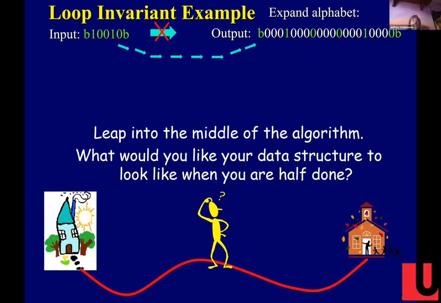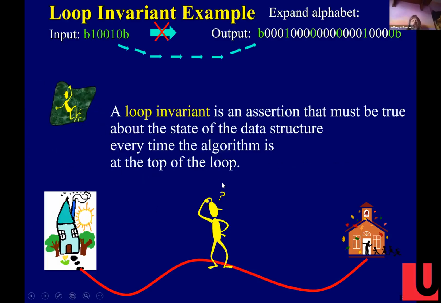I'm starting at my precondition and going to my postcondition, and I can think about what I want to be true in the middle of the computation. A loop invariant is just an assertion at a particular point in the code, and it tells you what needs to be true when you're at that line of the code.